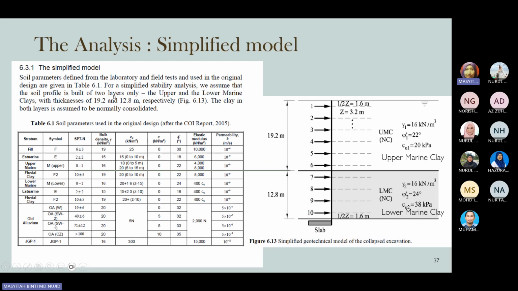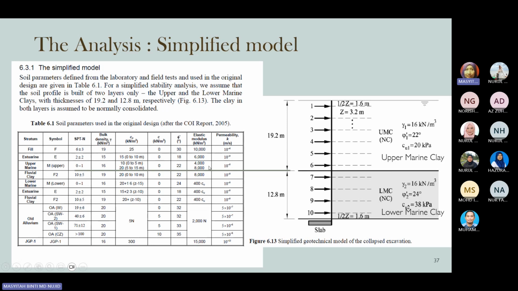Okay, how about the analysis? If you use the simplified model, this is what we are going to have, where we assume that from strut 1 to 6, at 19.2 meter depth, is the upper marine clay, with soil parameters such as 16 kilonewton per cubic meter, effective phi of 22 degrees, and undrained coefficient of 20 kPa. Effective phi is the internal friction angle between particles, and this is the undrained coefficient of the clay, under the effect of the water table. And these are the parameters for the lower marine clay, with a total depth of around 12.8 meter.